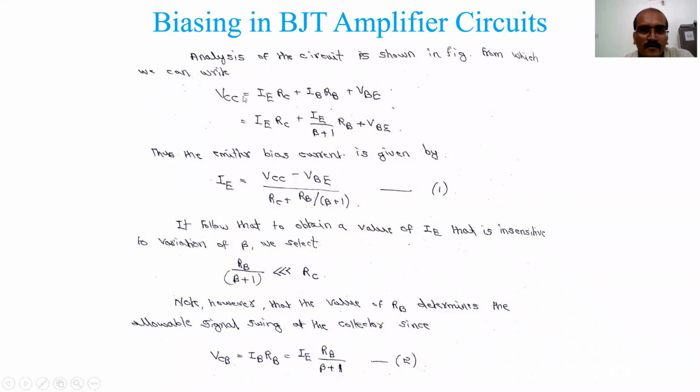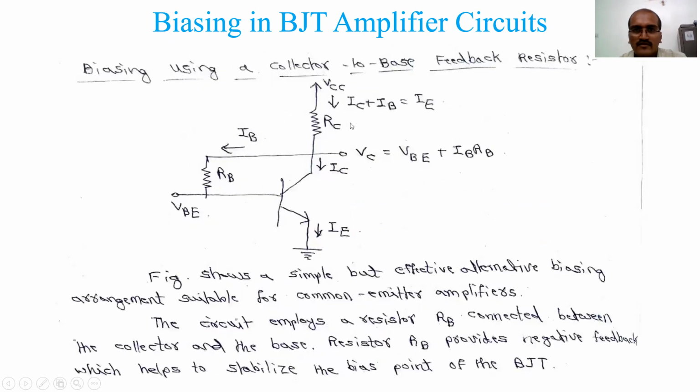Fine. Analysis of the circuit is shown here, which is nothing but writing the equation. So what is the equation here? VCC equal to IE into RC plus IB RB plus VBE. Let's go back to the circuit. I have written the KVL equation here.